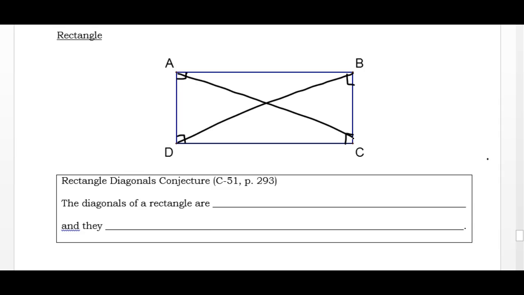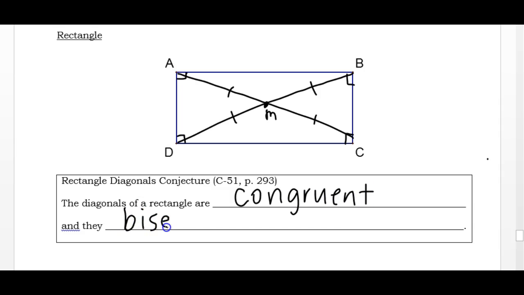One angle looks a lot smaller, one angle looks a lot larger, but I did draw the same length. They are congruent. And the halves are the same too, so let's just throw that on there right away. I see A to this point here. Let's just give it a name. AM, BM, CM, DM, they are all the same length. So the diagonals themselves from A to C and B to D are congruent. And the halves are the same, so they bisect each other.